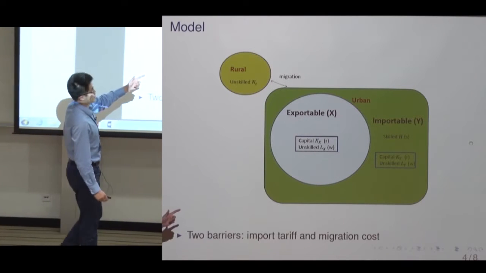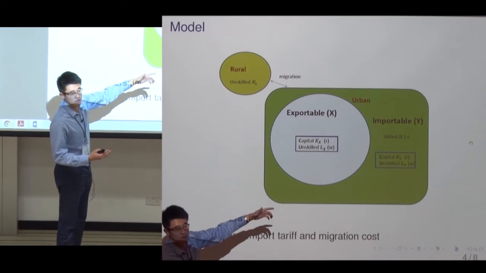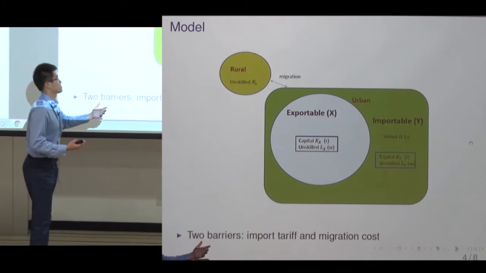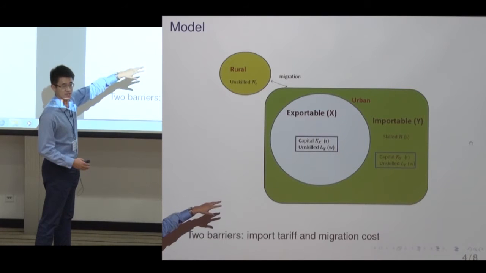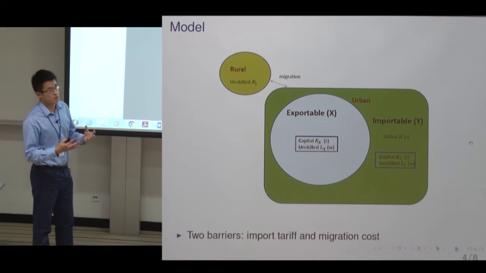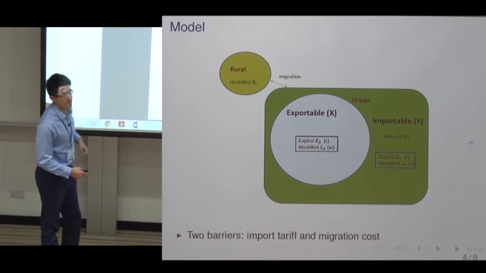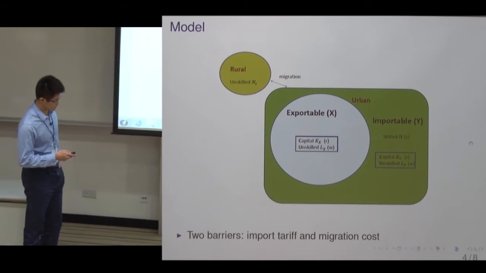Because exportable is using this bundle intensively, while importable is using skilled labor, which means it's not using that bundle as intensively as exportable. So when there's a reduction in the cost of this bundle, this sector is going to expand. So that's my understanding of the result.